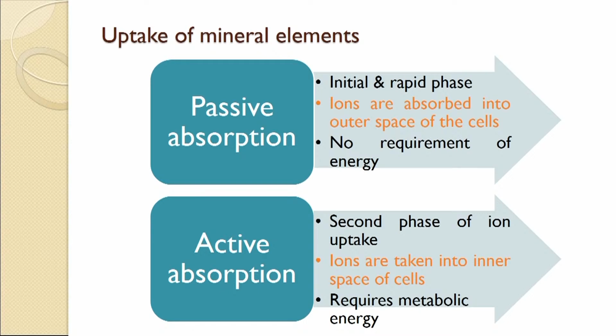Firstly, passive absorption is caused due to the concentration gradient formed around the cells of the root, and it is the initial and rapid phase of absorption, while active absorption is the second phase of ion uptake, and here the ions are absorbed into the cell against the concentration gradient. So in the case of passive absorption, mainly ions are absorbed into the outer space of the cell, while in the case of active absorption, ions are basically taken into the inner space of the cell.